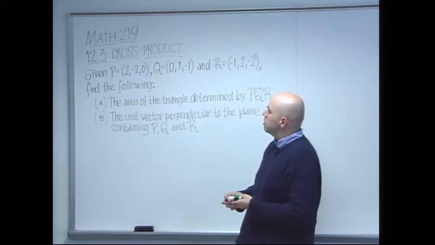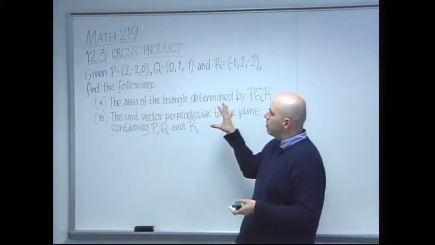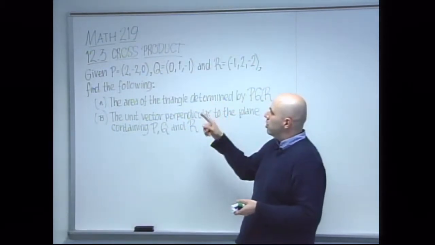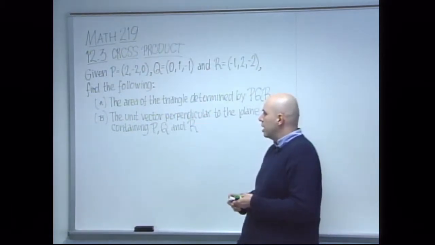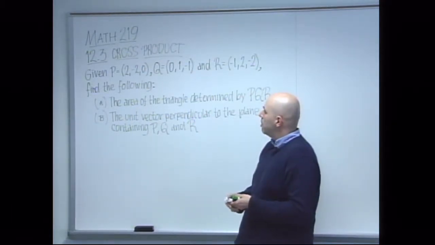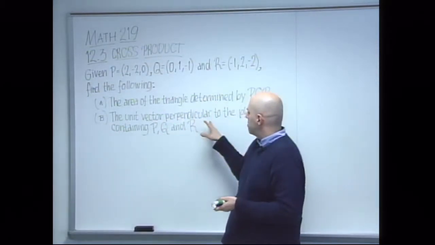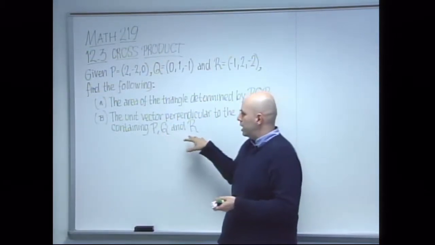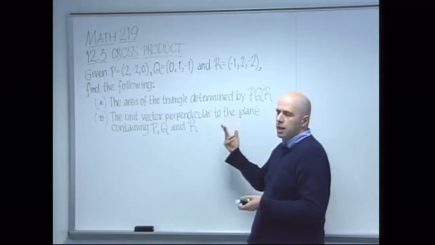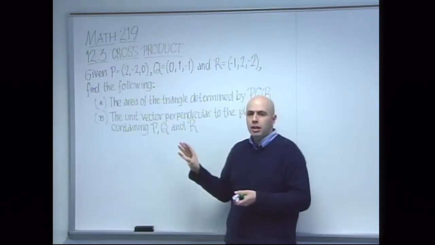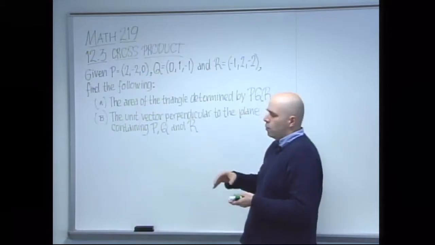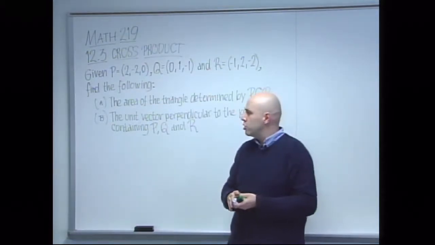And the thing that we're going to do is talk about a particular problem of the cross product in section 12.3, and it's a problem about finding areas of triangles and vectors perpendicular to the plane containing certain points. These are the two main applications of the cross product, and it's going to give you a good idea of how we're going to use the cross product in the future.